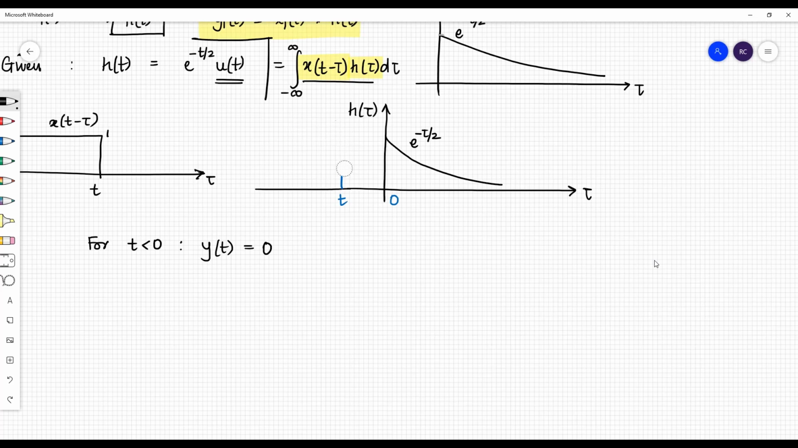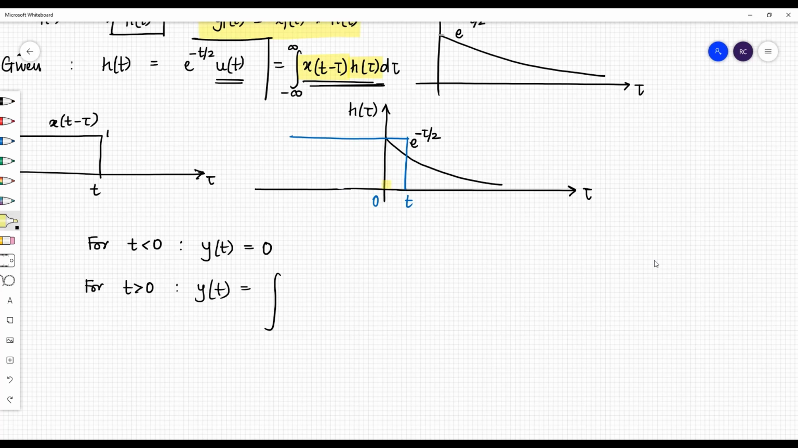Next case, let us say it has entered. Okay, so there is an overlap, right? And now, of course, the convolution will not be 0, and the case here would be for t greater than 0. Now, what can we write? Yt would be this product. What are the limits now?